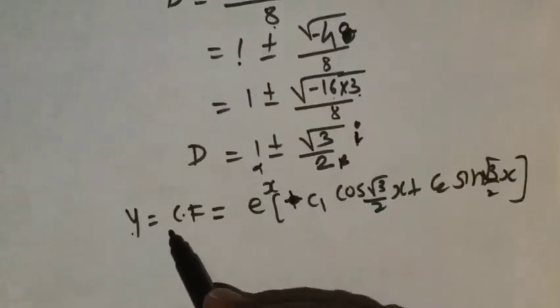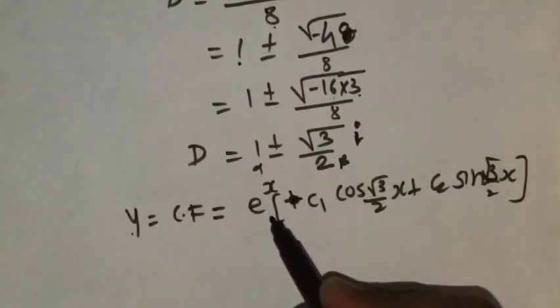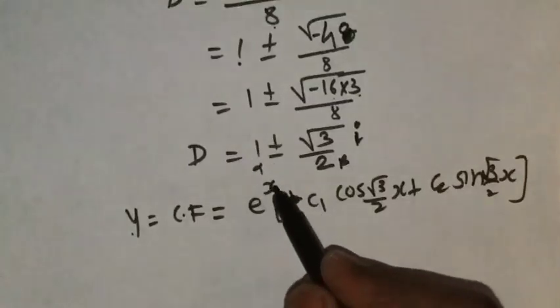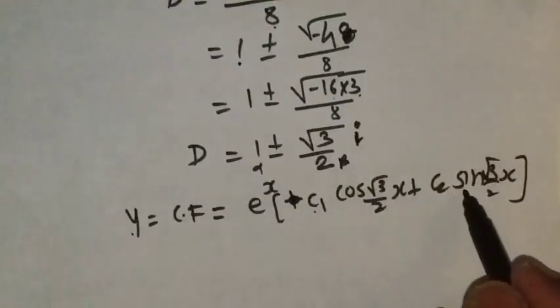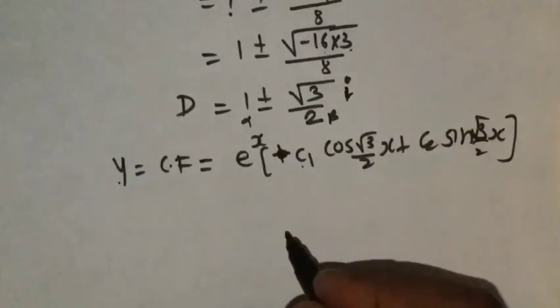Okay, therefore y equal to CF by that rule will be e raised to alpha x, that is e raised to 1x, into c1 cos beta x, beta is root 3 by 2, plus c2 sin root 3 by 2 x. This will be the solution.